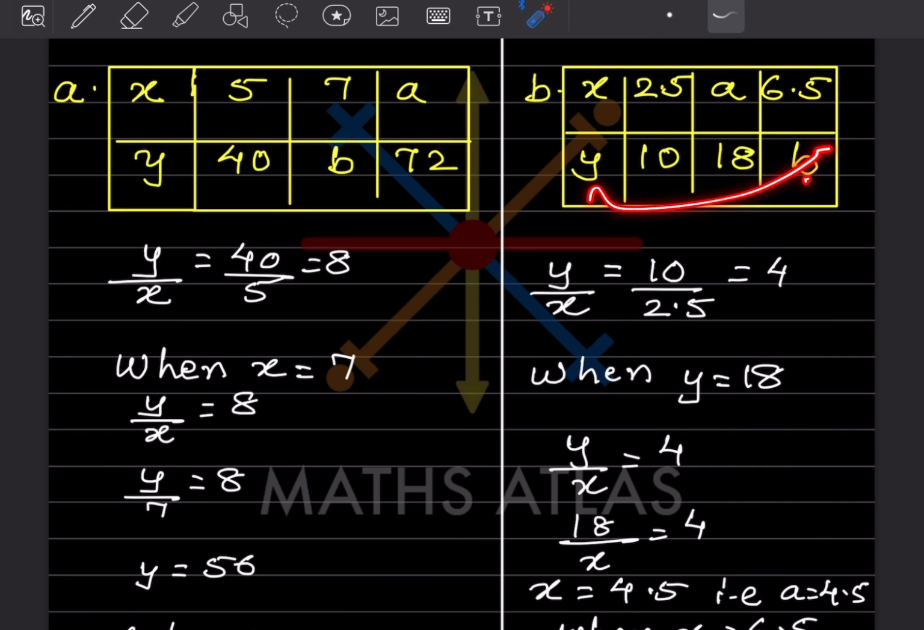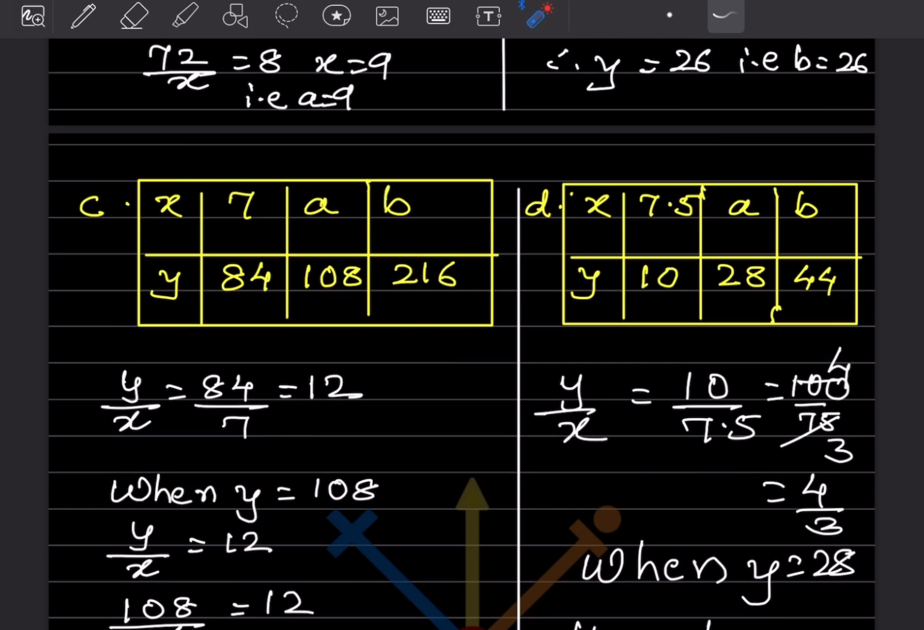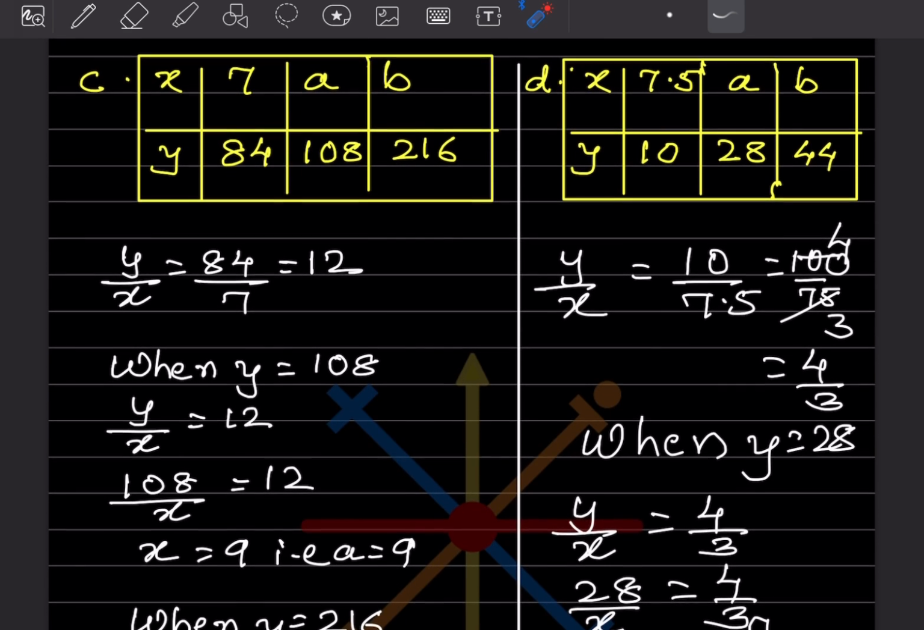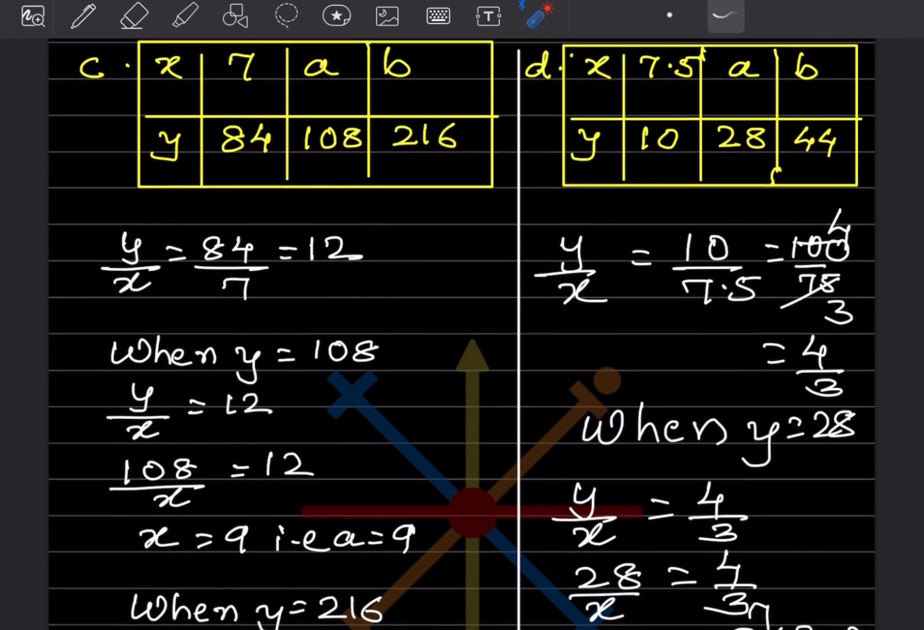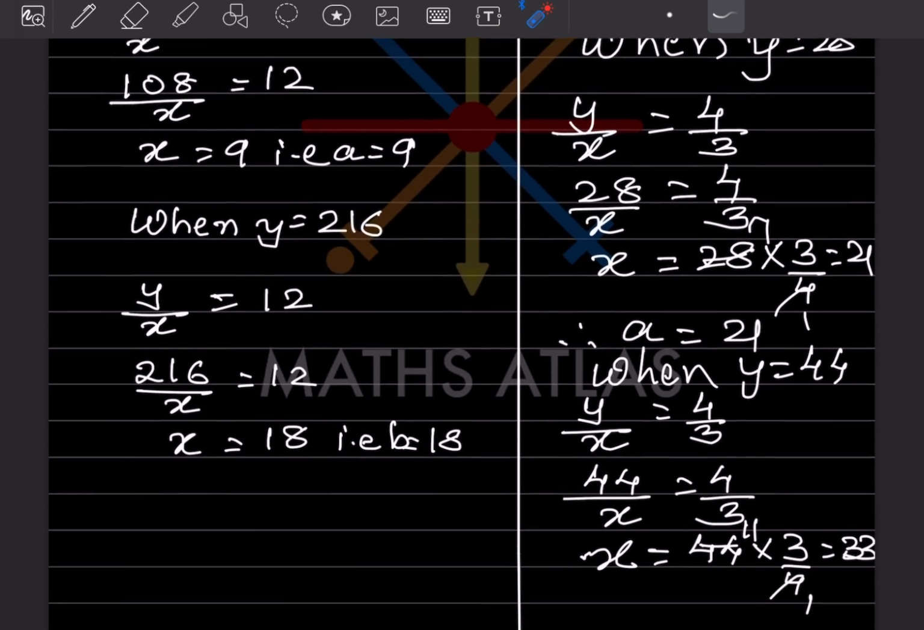So when x, here again, is 6.5, we want the value of this b. So again, we'll use the same thing. In place of this x, you are going to put 6.5. This will be multiplied, so y will be 6.5 into 4, which is 26. So b is 26. Same thing for the C and D I have done here, but I'll not give the explanation. You can just see the same. You will follow the same rule for this one. So you can have a look at it later.